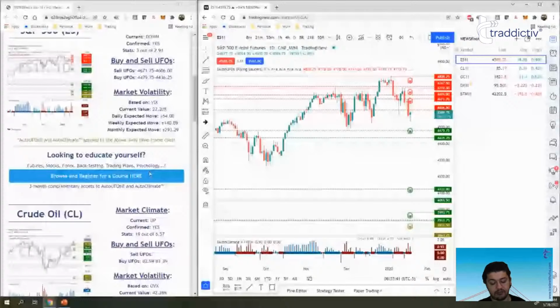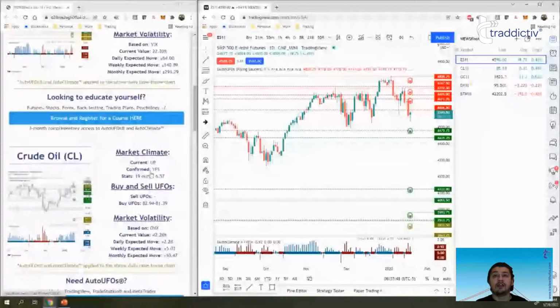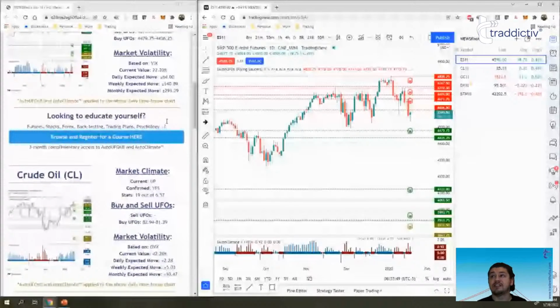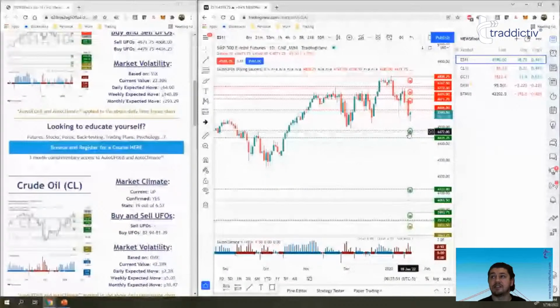So that's that for the S&P right now. As I said, this is definitely an area of interest down below those lows.